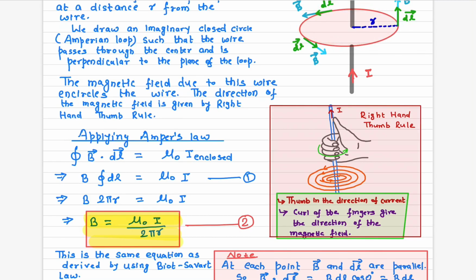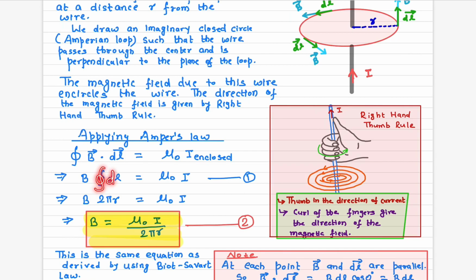And also look at the angle at each point. At each point, B vector and dl vector are in the same direction. If you choose any other complicated closed loop, then the B vector and the dl vector might not be in the same direction. There could be an angle between them, so you won't be able to find it out that way, or it will be extremely hard. So choosing your imaginary Ampere's loop is extremely important. In this case, the simplest is to choose a circle.